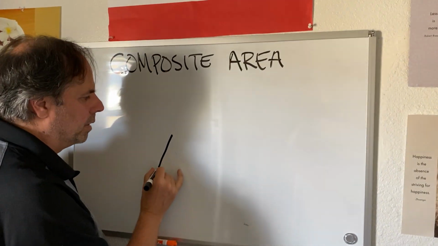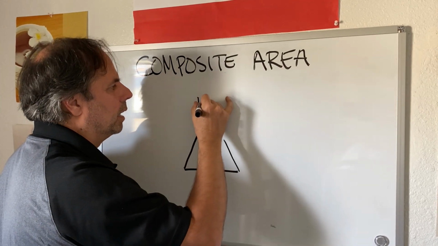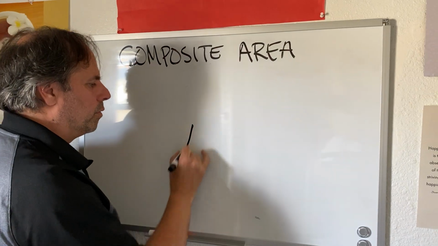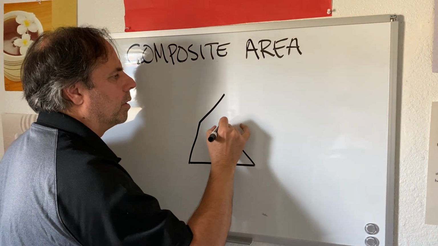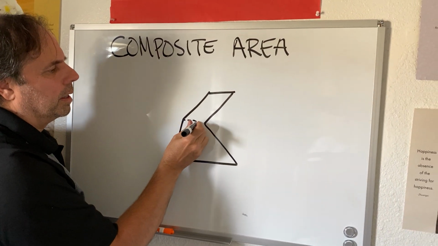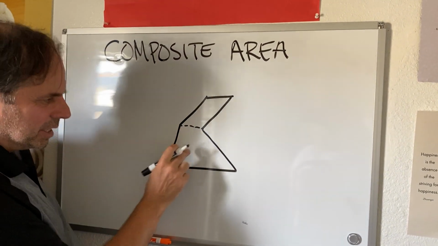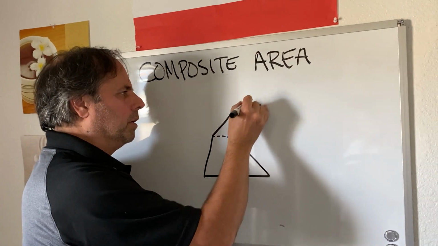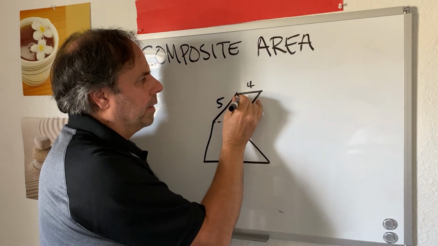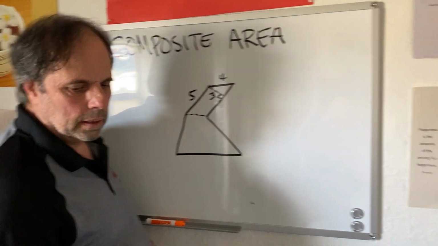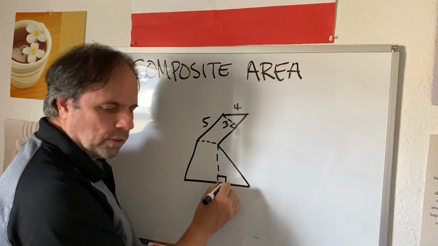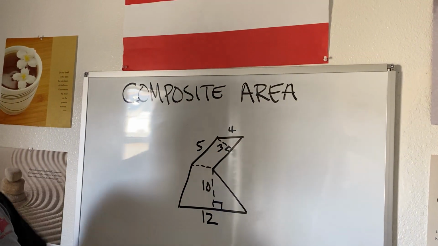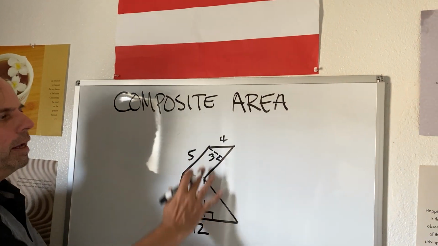This time we're going to have a figure that looks like something like this. I messed it up. Let me try it again. Okay, where this portion is a parallelogram and this portion down here is a trapezoid. Okay, and let's say they tell us that the measures here are, this is 4, this is 5, this height of the parallelogram is 3. Okay, the height of the trapezoid is 10, and this is 12. Okay, let's say we've got these measures, and I'm going to try and figure out what the whole area of this figure is.